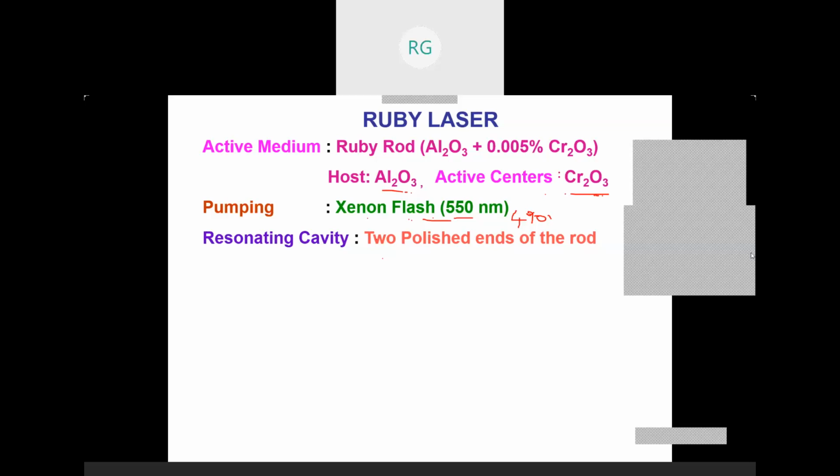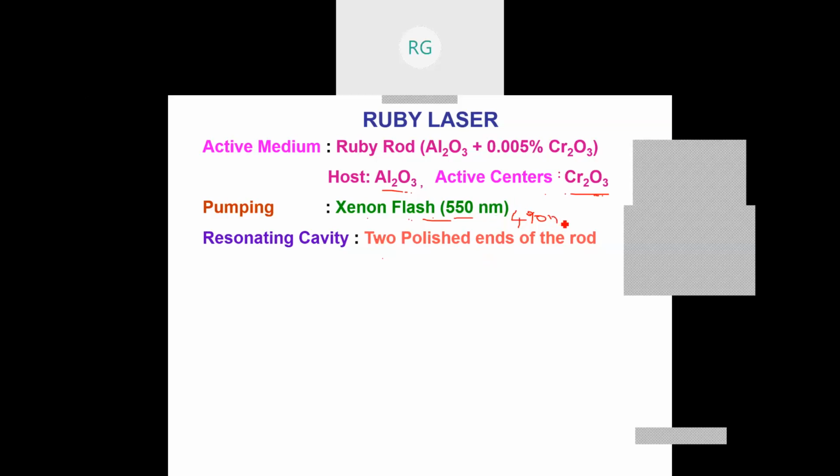Okay. And then you can also see that the white xenon flash light gives you 7 colors, out of which the pumping frequencies in the xenon flash for ruby to take the chromium atoms from ground state to higher energy state are the two wavelengths, 550 nanometers and 490 nanometers. Then what is the resonating column?